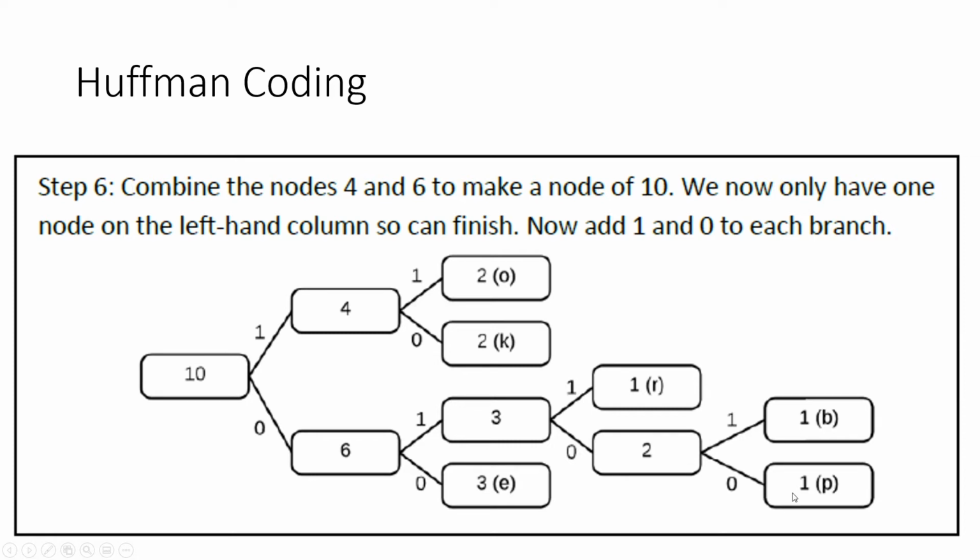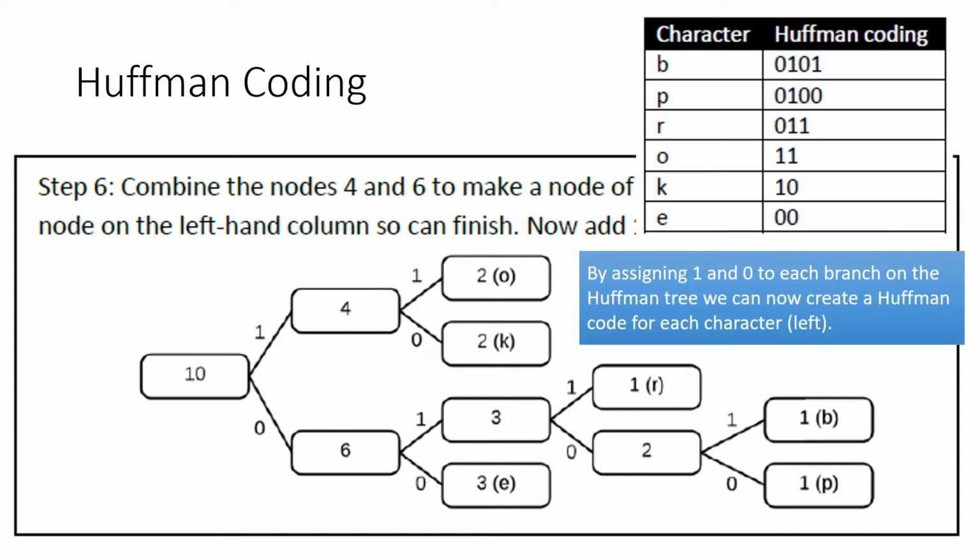Why have we done that? Well, because we can now encode each of these letters. The B, well, how do we get to the B? Look, it's all the way down there. How do we get to that B? What's the route we take? So start from the left-hand side. Let's get to the B.